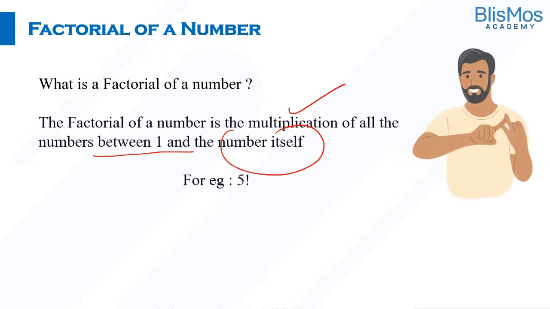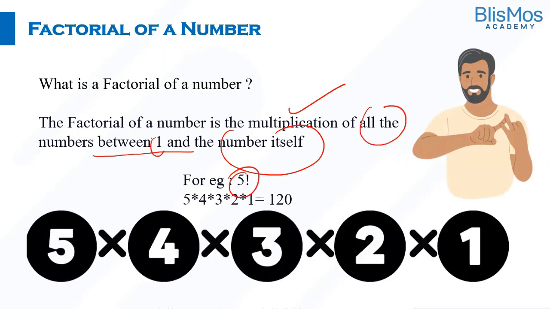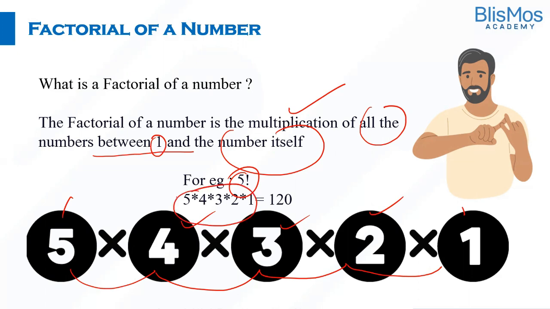Let us take an example here. 5 factorial. How do we find that? All the numbers, the number itself. Here you can see 1 is there. And what are the numbers between 1 and 5? That is 4, 3, 2, 1. So what we'll do is we'll say 5 into 4, 4 into 3, 3 into 2, 2 into 1. So the factorial is the multiplication of all the numbers between 1 and the number itself. So 5 factorial would be 120.